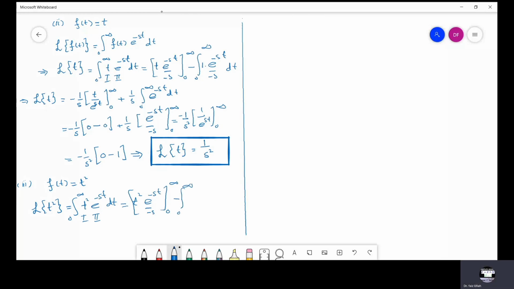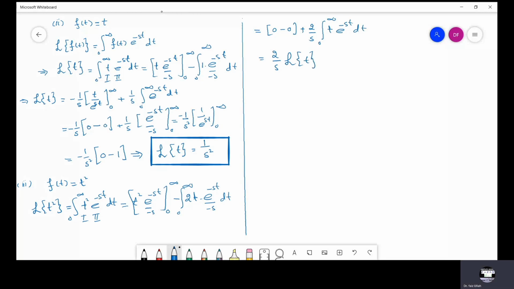differentiation of the first function, which is 2t, integration of the second function e power minus st divided by minus s dt. And now if we further simplify this by putting the limits, we can see we get 0 minus 0, and minus, let us take 2 over minus s common, so this is plus 2 over s, and here we have 0 to infinity t e power minus st dt, and we can see that this is Laplace transform of t.